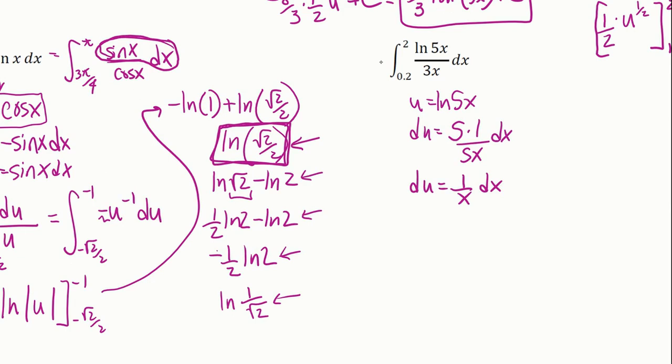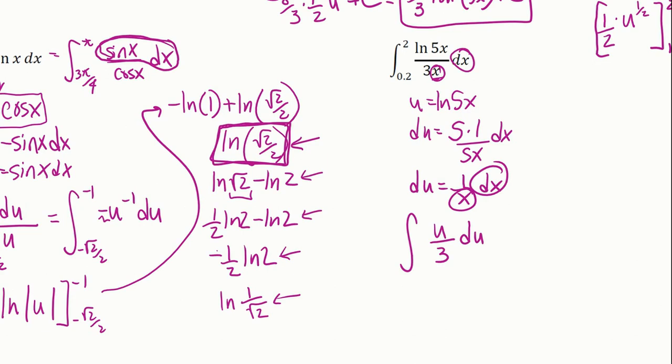Okay, well, I have a 3 here, but that's okay. I still have an over x, right? So I'm dividing by x, so that part's going to be covered, and I'm multiplying by dx, so that part's going to be covered. So I have the integral of, instead of ln of 5x, it's just going to be u over 3, and then the x and dx is being replaced by du.